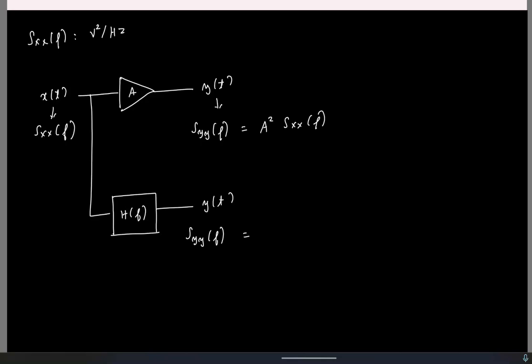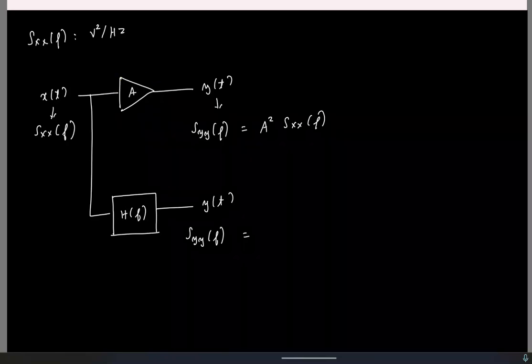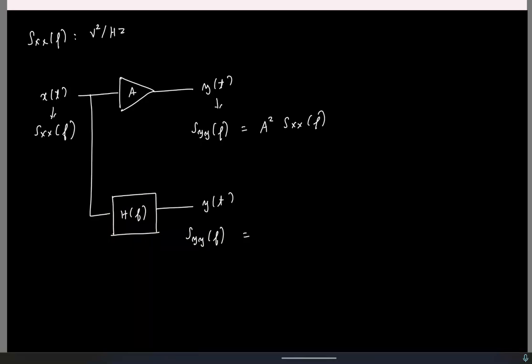So here I see that the amplifier has a gain A for all frequencies, so it doesn't matter. Here this has different gains at different frequencies. So if I am interested in the power spectral density at some frequency f, I look at what is the gain it provides at that frequency f, and for sinusoidal frequencies it's basically mod H of f square.